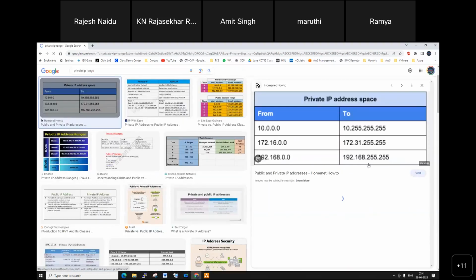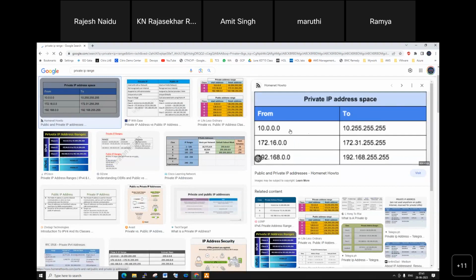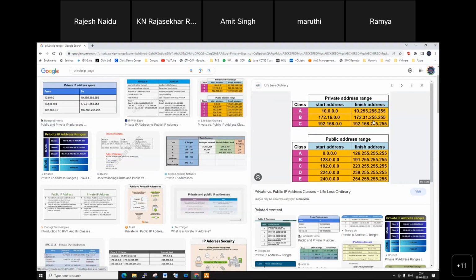You can take this: 10.0.0.0 to 10.255.255.255, 172.16.0.0 to 172.31.255.255, and class C, 192.168.0.0 to 192.168.255.255. So for the public IP, if you want, you can check this range.